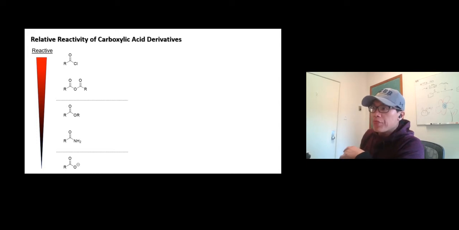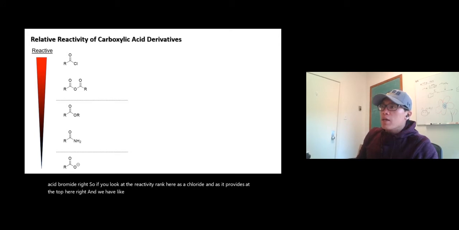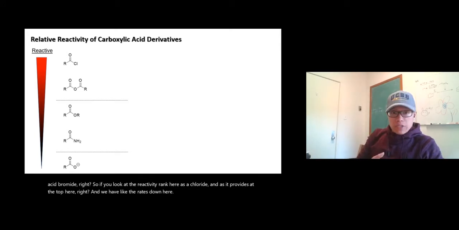We're going to start with the most reactive carboxylic acid derivative, which is acid chloride and acid bromide. If you look at the reactivity rank here, acid chloride and acid bromide is at the top here, and we have the rest down here. We're going to learn about how to make it first, and then the reaction, what we can do with it.